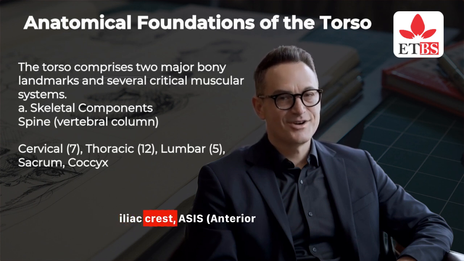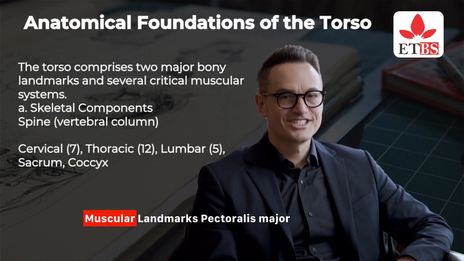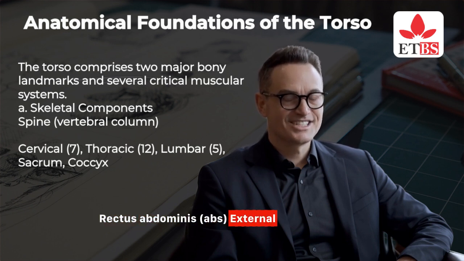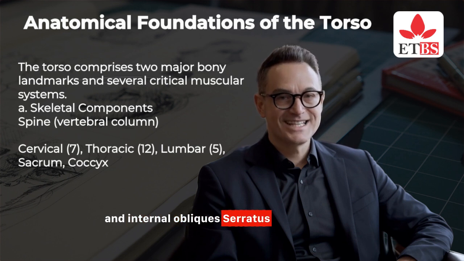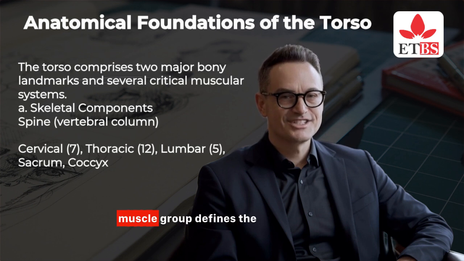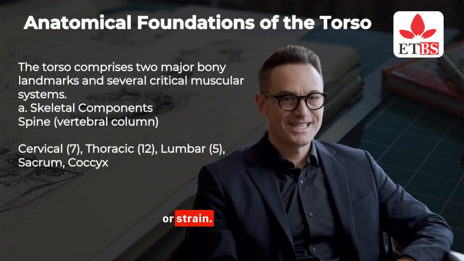Landmarks: iliac crest; ASIS, anterior superior iliac spine; pubic symphysis. B. Muscular landmarks: pectoralis major, rectus abdominis, abs, external and internal obliques, serratus anterior, latissimus dorsi, trapezius, erector spinae group. Each muscle group defines the surface form, contributes to pose, and expresses movement or strain.